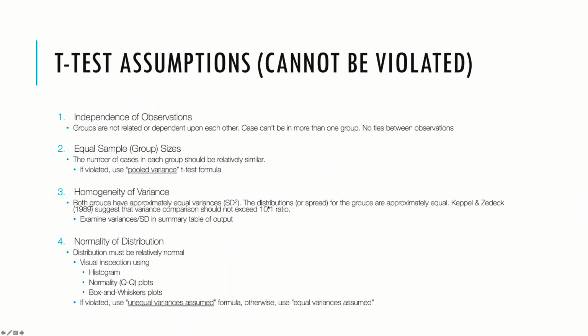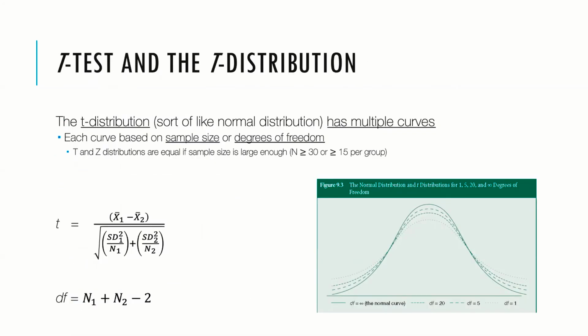Luckily, we've done the normality stuff before. You can look at a descriptive statistics table, or you can just visually inspect. Look at the histogram, does it look normal? QQ plots, do they look normal? Do all the dots follow the line, or is there a pattern that we don't want to see? And then box and whiskers plots. Do we have any outliers? Is the median right in the center? If you violate this, you can use this option of unequal variances assumed, but often we're going to assume equal variances.